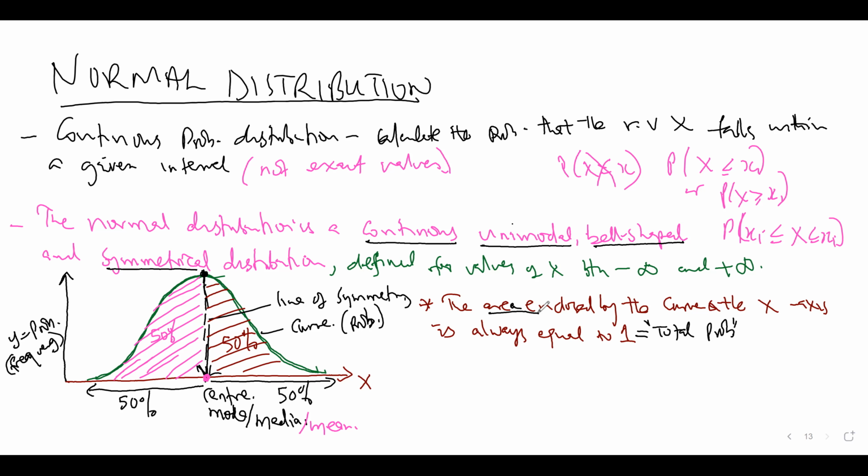That represents total probability. So in short, the shaded part is the probability that x, for example, if you look at this dot here, then the part shaded in pink is the probability that x is below the mean. And the other part which is shaded in brown is the probability that x is above the mean, which is 50% or 0.5.